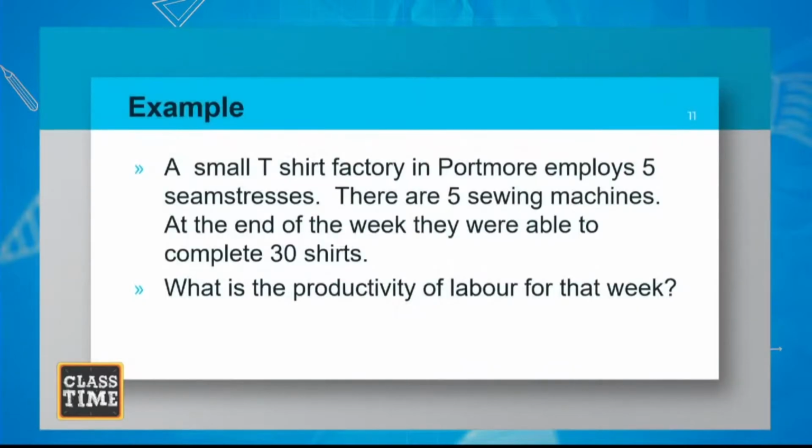So let's look at this example here. We have a small t-shirt factory in Portmore, which employs 5 seamstresses, and there are 5 sewing machines. At the end of the week, they are able to complete 30 shirts. What is the productivity of labor for that week?